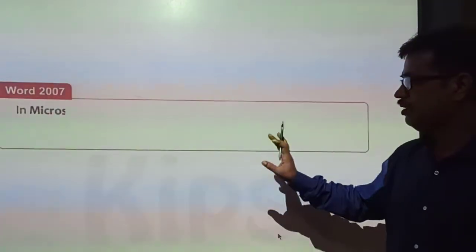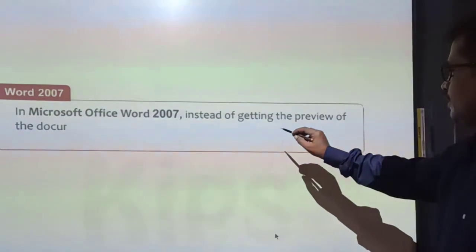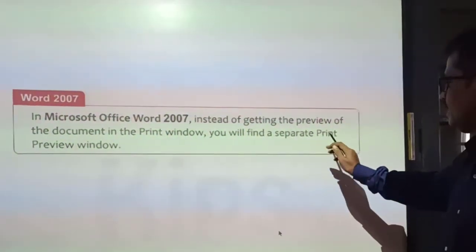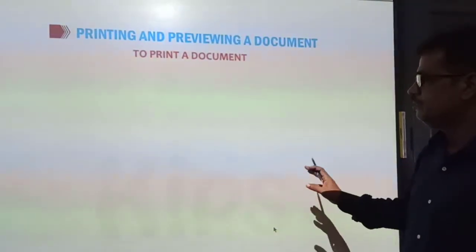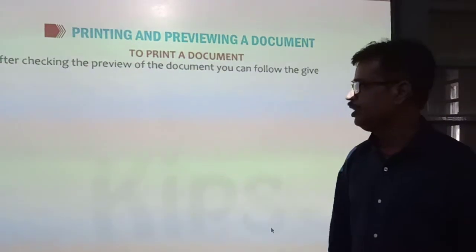Now let's see what is given in this box. In Microsoft Office 2007, instead of getting the preview of the document in the print preview window, you will find a separate print preview option, which is not given in Microsoft Word 2010. Now the steps to print a document.